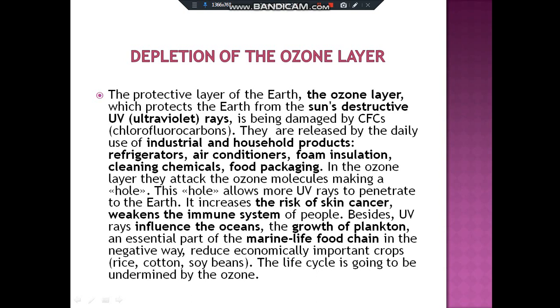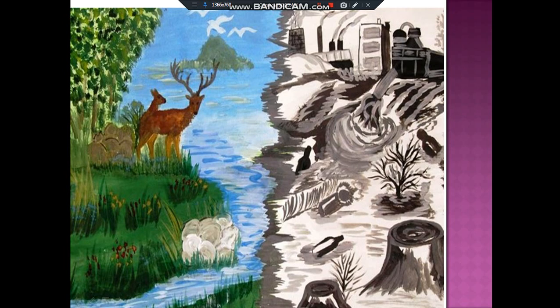It increases the risk of skin cancer and weakens the immune system of people. Besides, ultraviolet rays influence the oceans, affecting the growth of plankton, an essential part of the marine life food chain, in a negative way, and reduce economically important crops: rice, cotton, soybeans. The life cycle is going to be undermined by the ozone loss. Look at this picture, please. Save our planet, please.